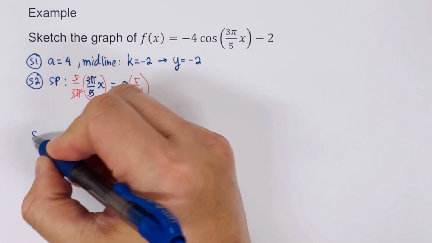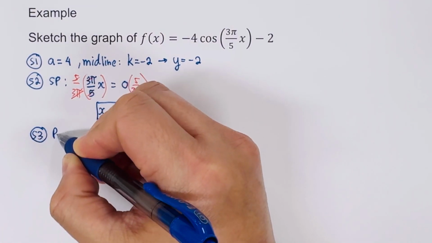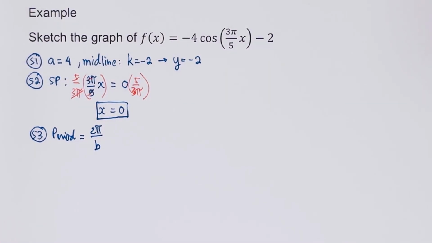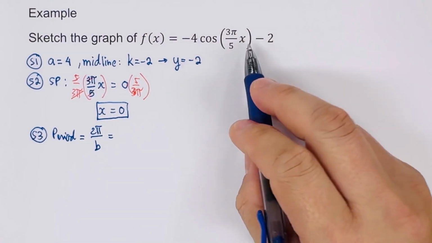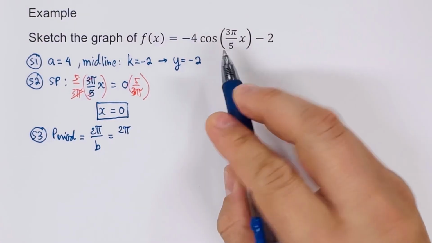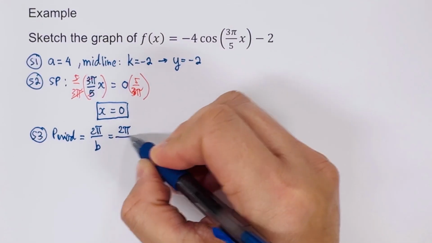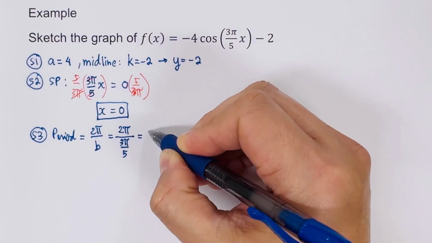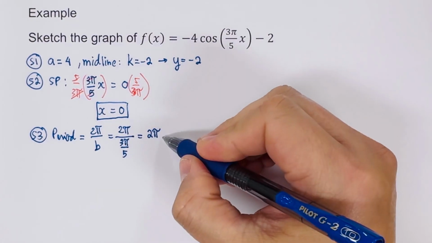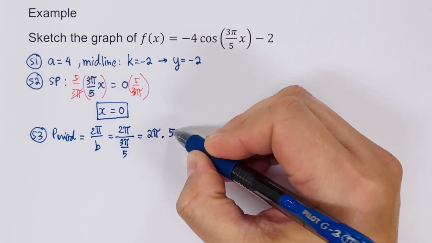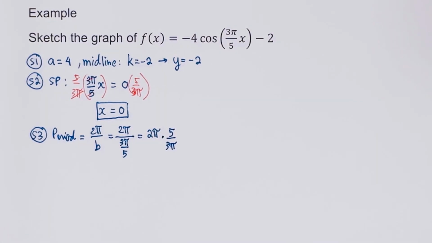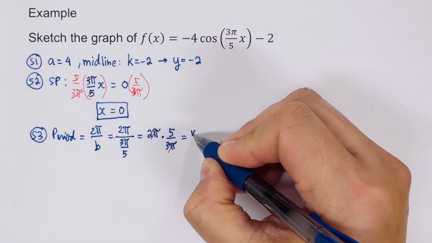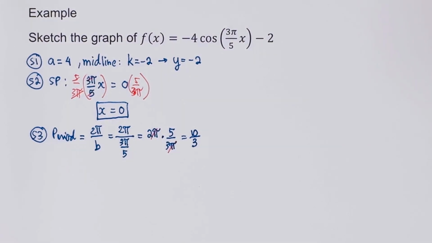The third step is to determine the period. The formula for the period is 2 pi over b. Now we remember that b is the coefficient of x. In this case, the coefficient is 3 pi over 5. So that's 2 pi divided by 3 pi over 5. Since this is a complex fraction, we're going to flip the denominator and multiply across. So that would be 2 pi times 5 over 3 pi. We can cross out the pi and pi, so we are left with 10 over 3. So that is our period.